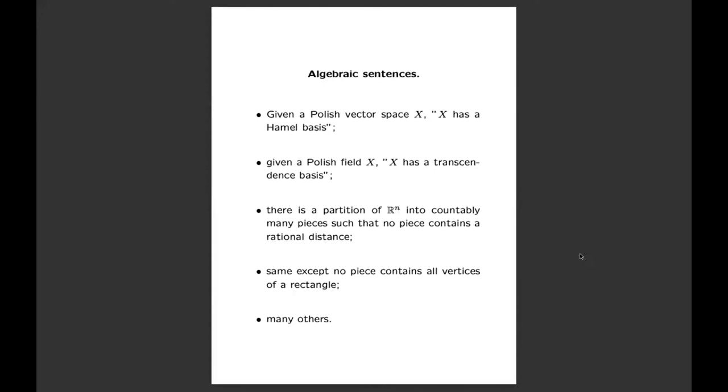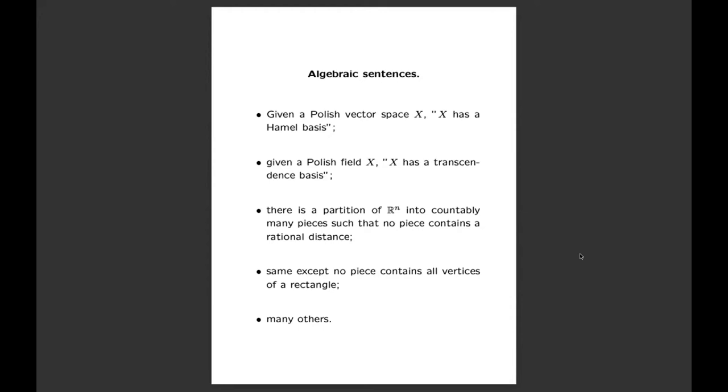There's a partition of R^n into countably many pieces such that no piece contains a rational distance. This is a result of Komjáth. You can look at the same thing, except instead of rational distances, you talk about Euclidean rectangles. That's not really a consequence of the axiom of choice. You need the axiom of choice; this is equivalent to the continuum hypothesis. And there are very many others, such as, given a sigma algebraic graph, the assertion that there exists a maximal independent set in it, and such stuff. There's something about algebra in it.